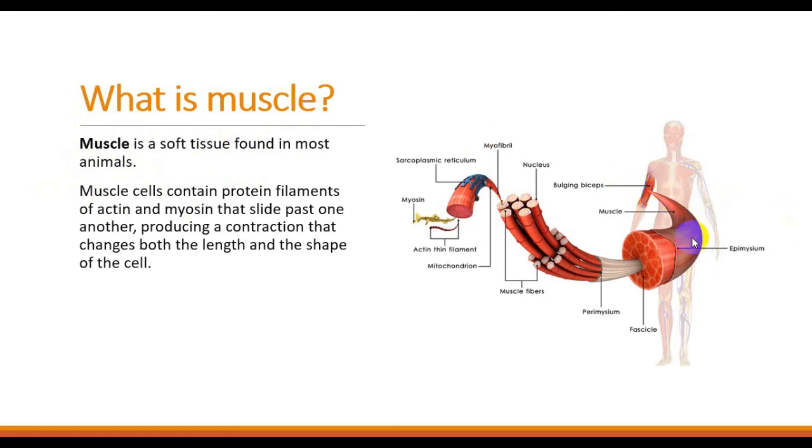If we zoom in on the internal part of muscles, we can reach two filaments, which are actin and myosin filaments, made up of protein, and these actin and myosin are helping us to move. Suppose this is the actin and this is the myosin, they slide past one another and produce contraction, changing the length and shape of the cell, by which they help us to move our muscles.